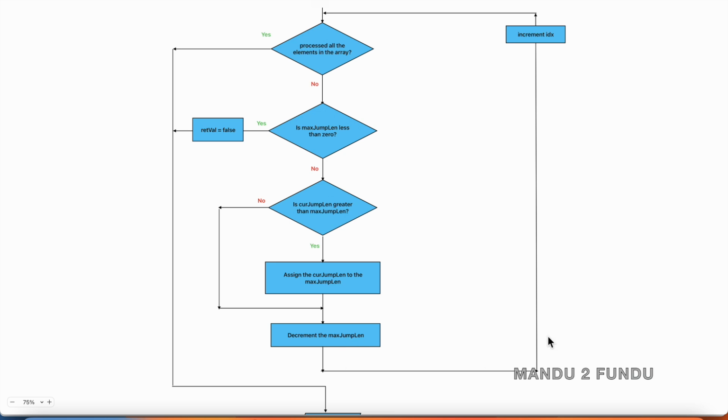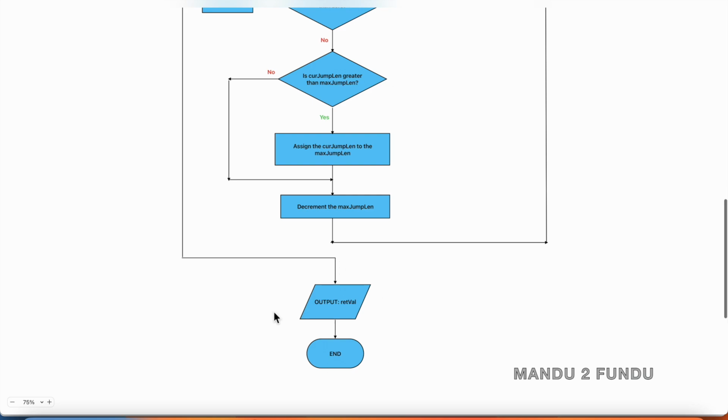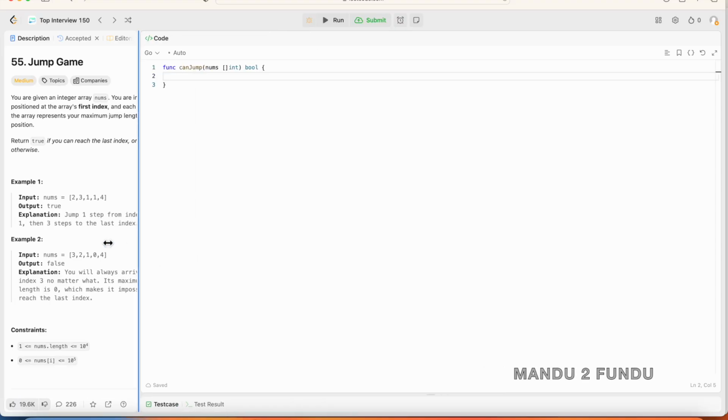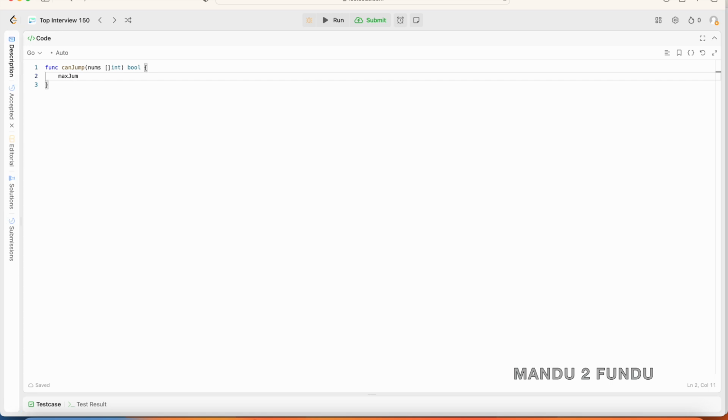Okay, and then we increment the index until all the elements are processed. Finally we return the ret val. Let's move on to coding. First I initialize the max jump length variable to 0 and then the ret val variable to true. Then I enter the for loop which traverses the input array.